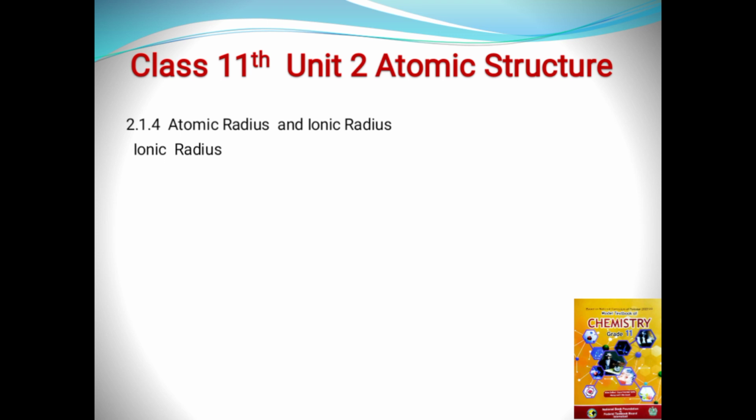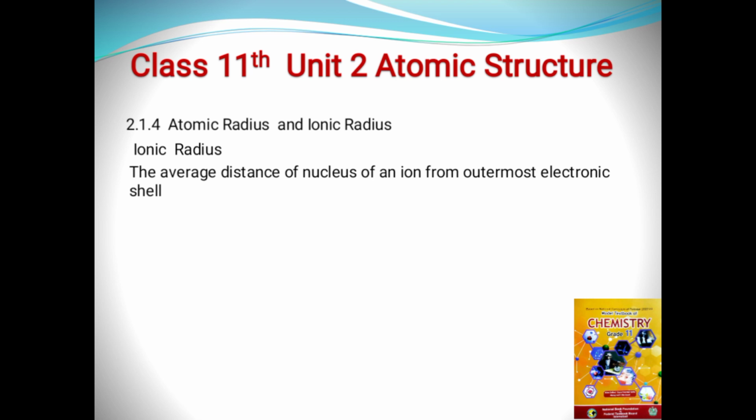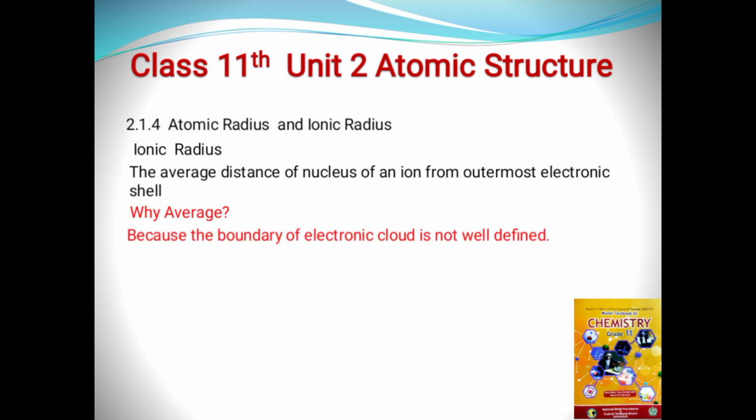Next is ionic radius. What is meant by ionic radius? The average distance of the nucleus of an ion from the outermost electron shell is called ionic radius. Why do we take the average? The answer is the same as before: the boundary of the electronic cloud is not well defined.